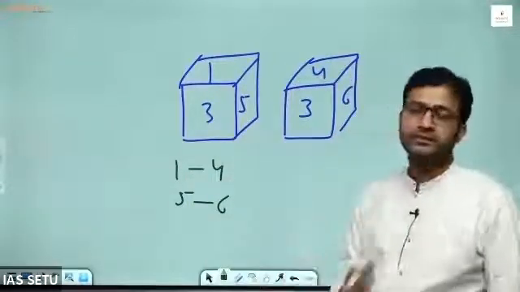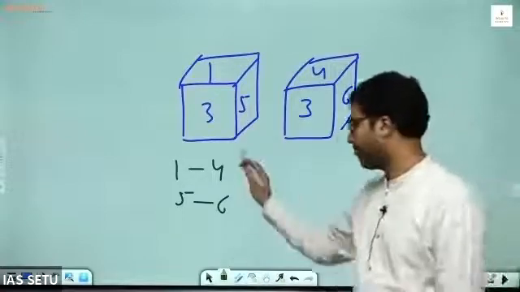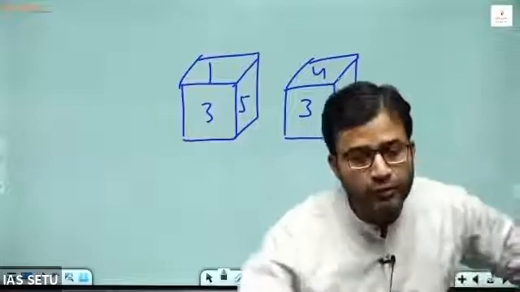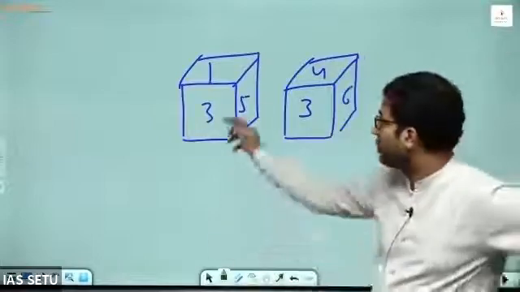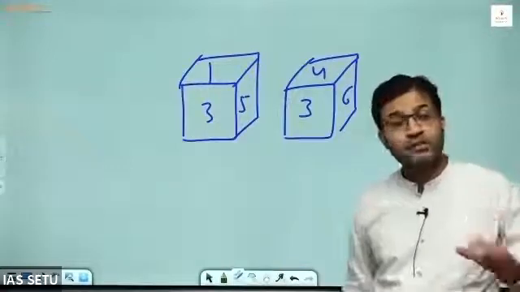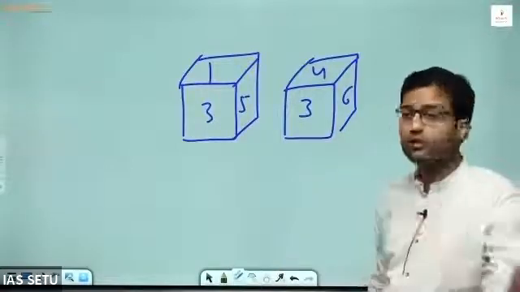But there is a limitation of property number 7. And what is the limitation of property number 7? The requirement of property 7. What is the requirement? That common face should have same position. If common face is not having same position, you cannot use property 7.